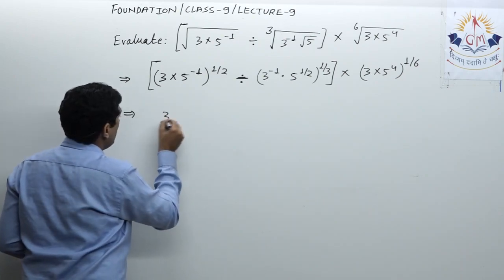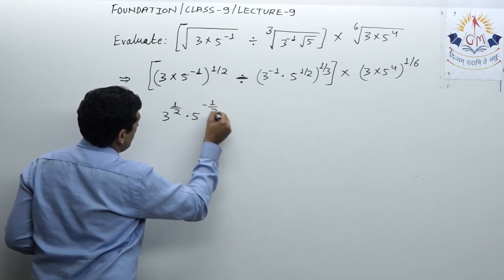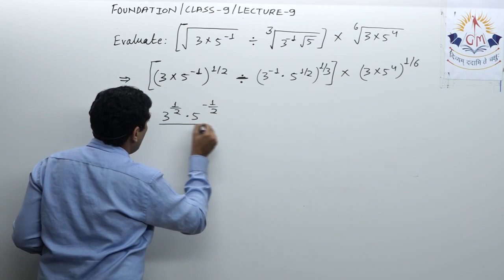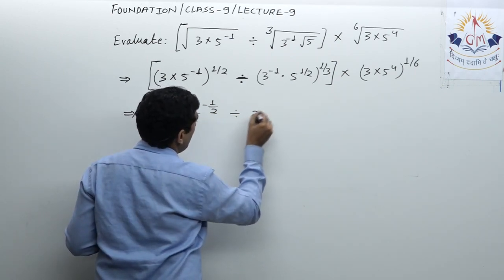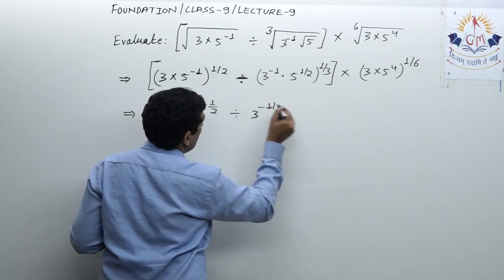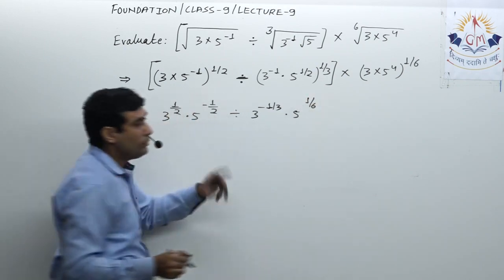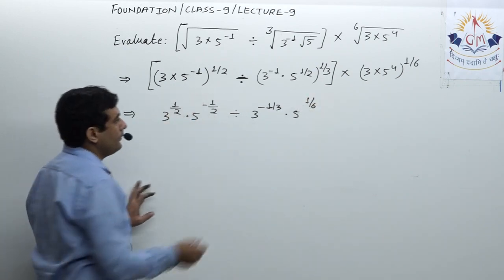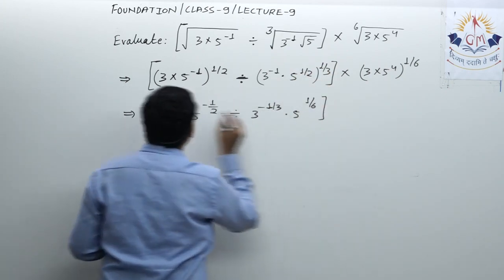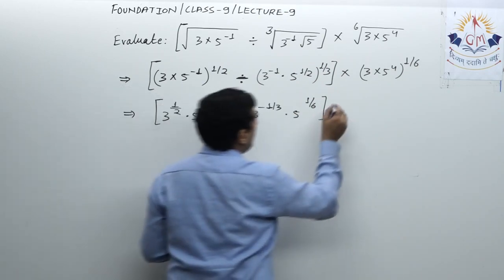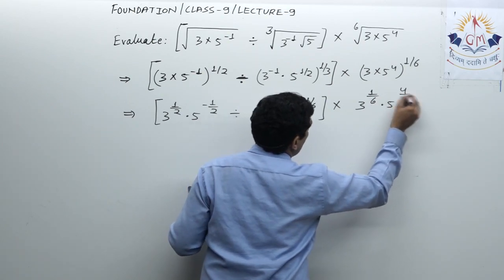So here it will become 3 raised to 1 by 2 into 5 raised to minus 1 by 2, divided by 3 raised to minus 1 by 3 into 5 raised to 1 by 6. Okay, 1 by 2 raised to 1 by 3, so power to power will multiply. So 1 by 2 into 1 by 3 is 1 by 6. Multiplied by 3 raised to 1 by 6 into 5 raised to 4 by 6.